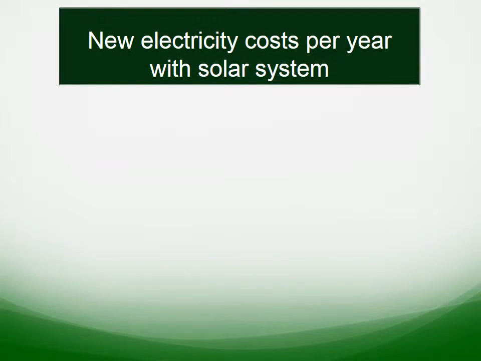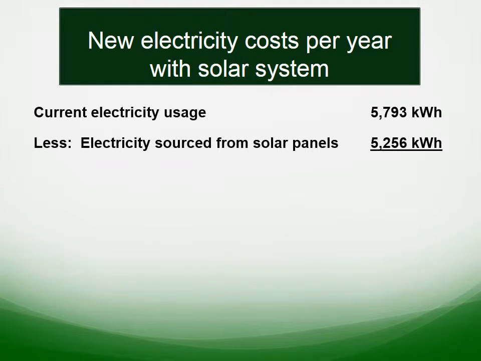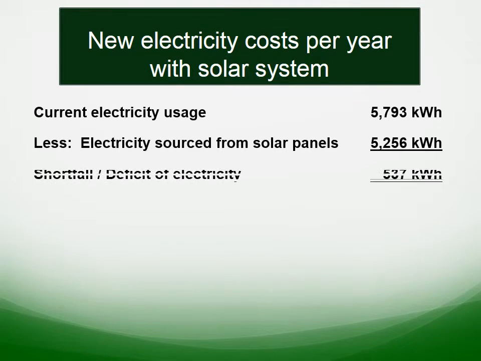Okay, the next part is working out Melanie's new electricity costs per year with her new 4 kilowatt solar system. Well, we know her current electricity usage is 5,793 kilowatt hours. We need to take away the electricity sourced from her solar panels, 5,256 kilowatt hours, to work out the amount that she still needs to get from the electricity grid, which is her shortfall or deficit of electricity, and that calculates to be 537 kilowatt hours.